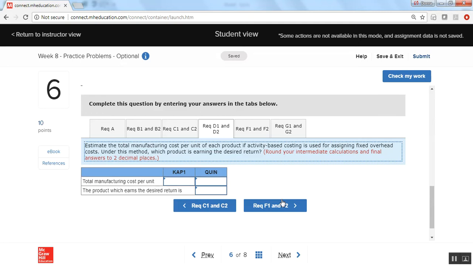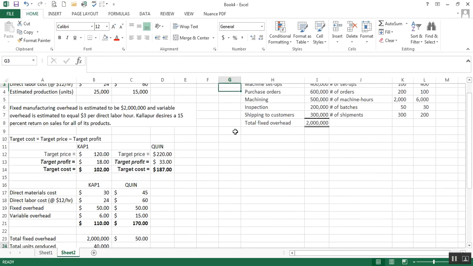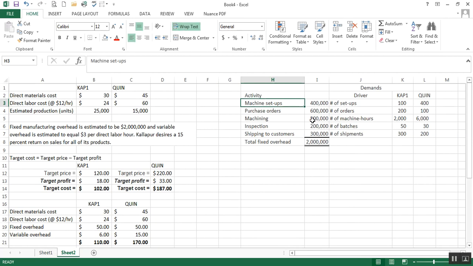And finally, we're going to look at estimating the total manufacturing cost per unit for each product if activity-based costing is used for assigning fixed overhead. Okay, so here what we're looking at is instead of coming up with one cost driver, we're actually going to be looking at each individual activity that adds up to the total $2 million in overhead. So here's our different amounts of the $2 million.